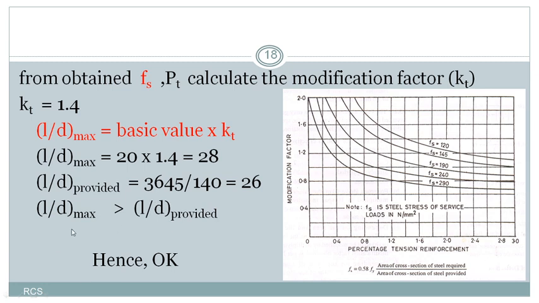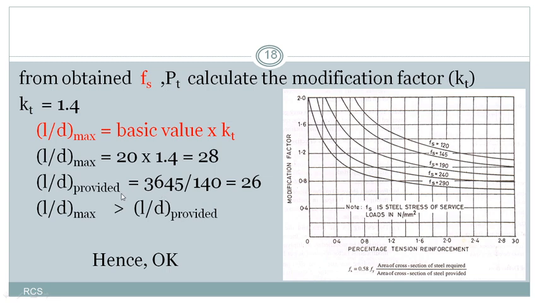So you know, if a slab is to be safe against deflection, it should fulfill the criteria that L by D maximum should be greater than L by D provided. L by D maximum can be calculated as the basic value multiplied by KT. This basic value depends upon the type of slab we are using and the type of support condition. As we are designing a simply supported slab, for the simply supported condition the basic value will be 20, and the modification factor is 1.4. So if you calculate, that is 28.